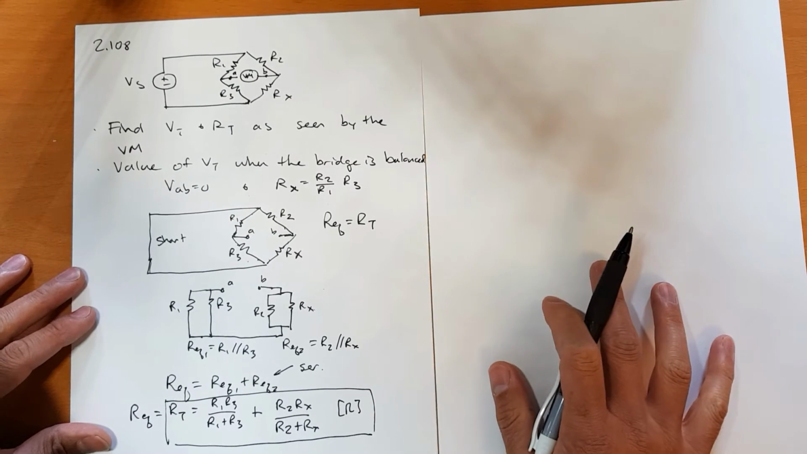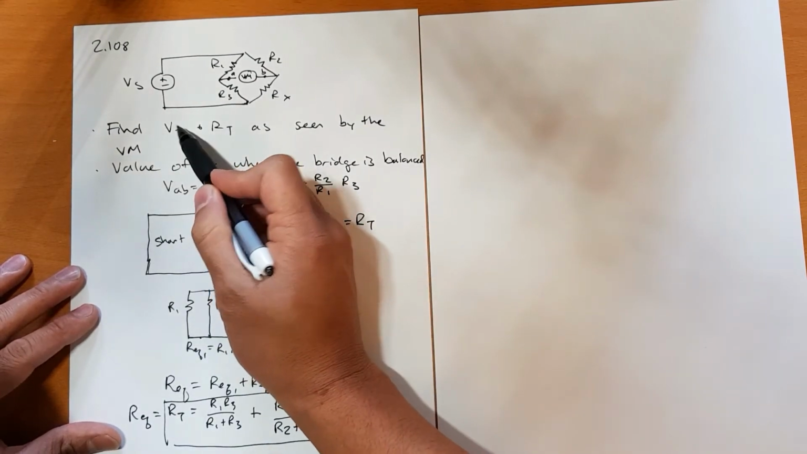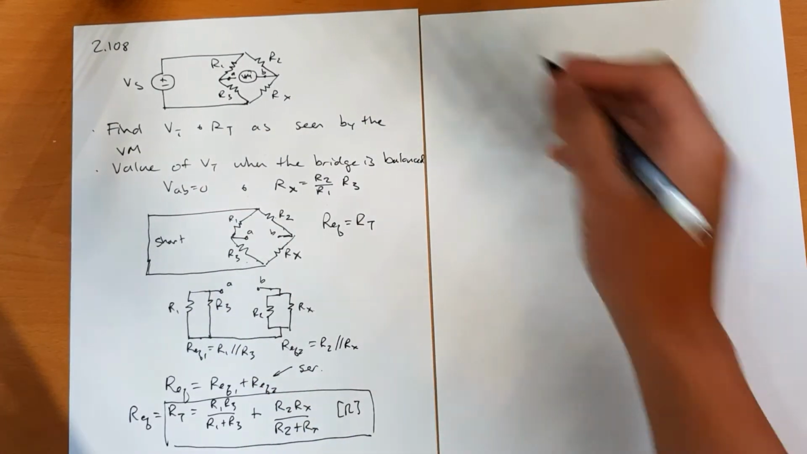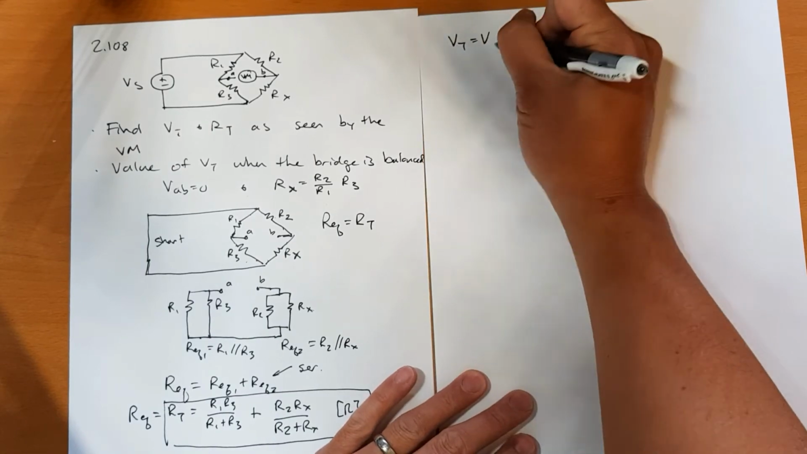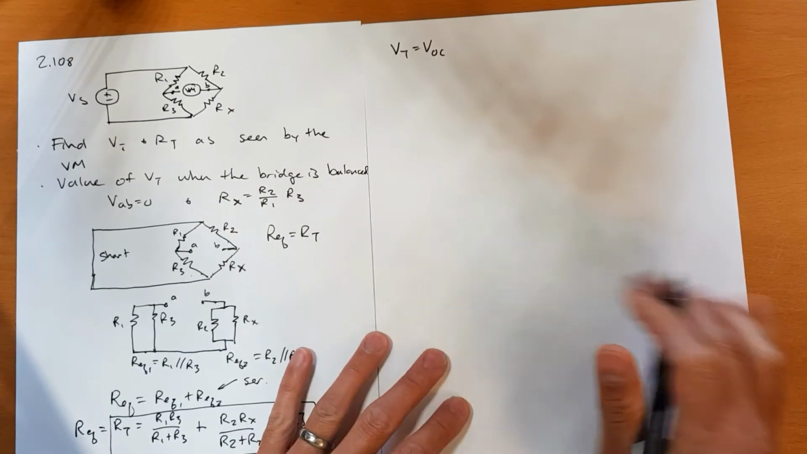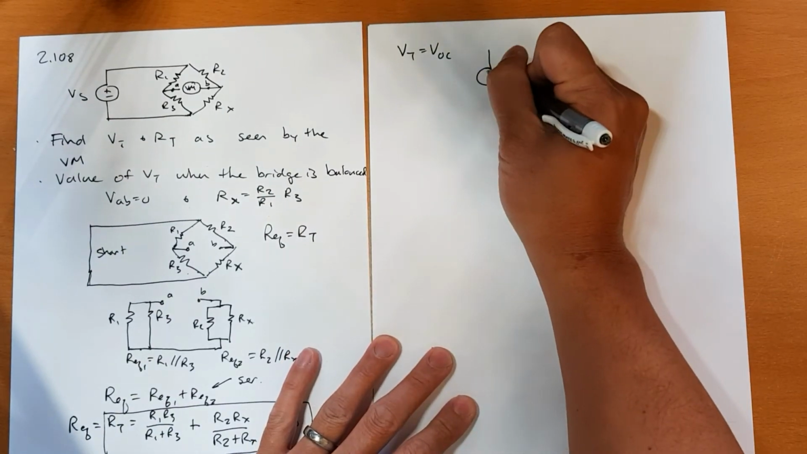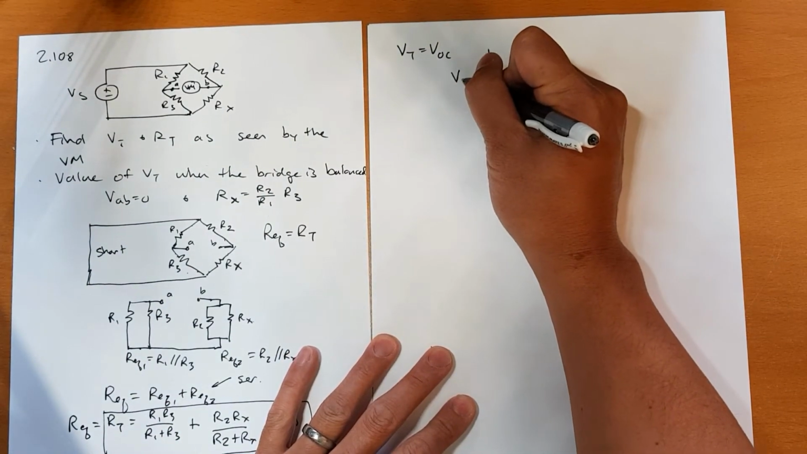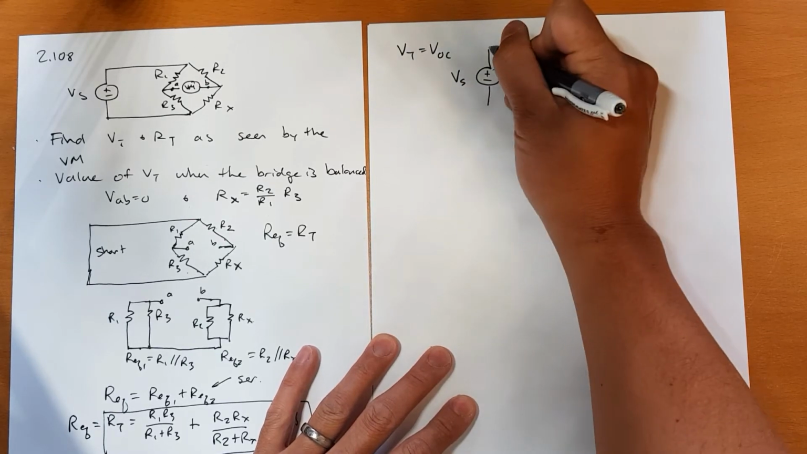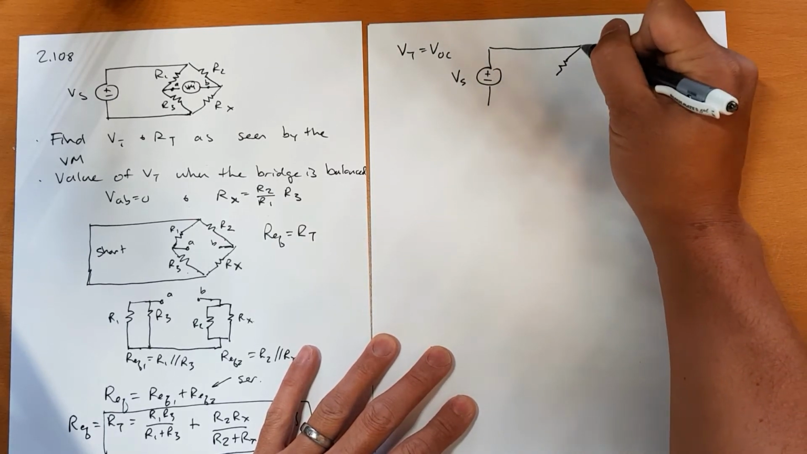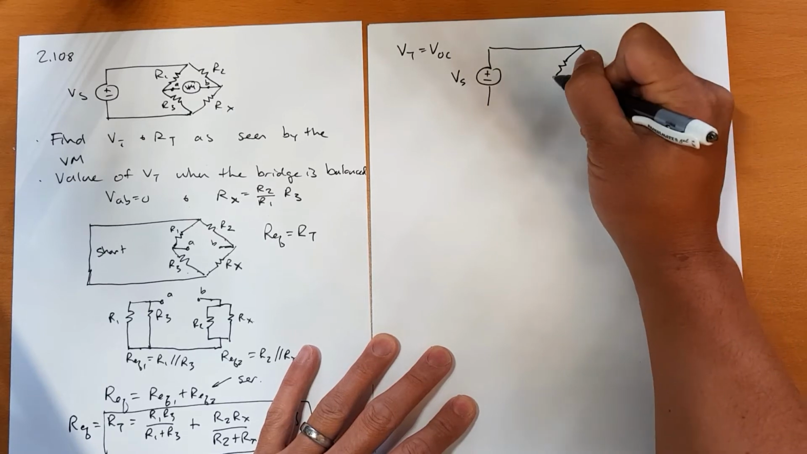Okay, let's keep moving on. Let's find the VT. Okay, so what's the VT? Well, we know the VT is the VOC. Okay, so now let's redraw this with the voltage source still in play, and we will look for the VOC, which is the VT.